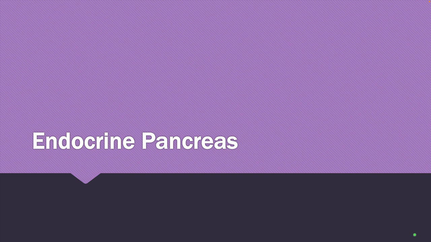So first, for endocrine 2, we will be discussing the pancreas, both endocrine and exocrine, and then the adrenals, inherited syndromes, familial syndromes, and your pineal gland, quite briefly. First, we begin with the discussion of the endocrine pancreas.